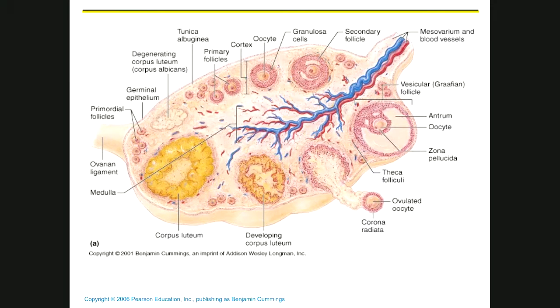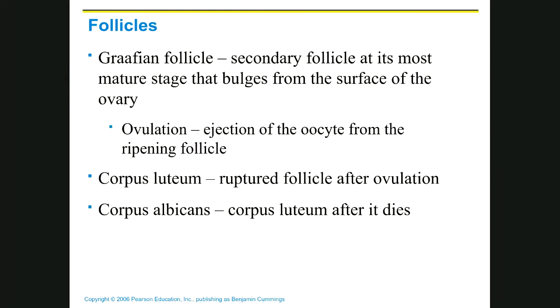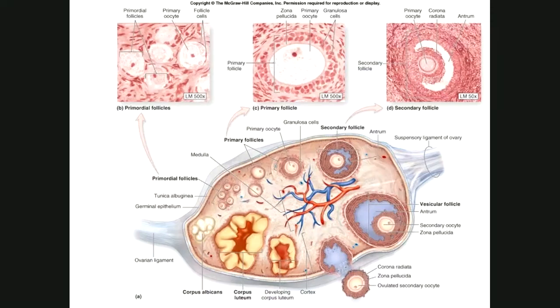And then the follicle doesn't go anywhere. It stays here. But because of a hormone, it gets converted to this yellow body. And then the yellow body is going to die and turn into this white body. So yellow body, corpus luteum. White body, corpus albicans. And then it's just going to start all over again. And so it happens over and over and over again. And so it's a cycle that happens inside the ovary.